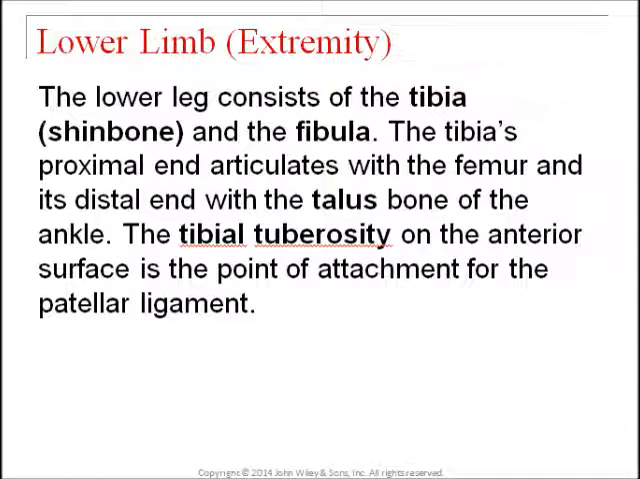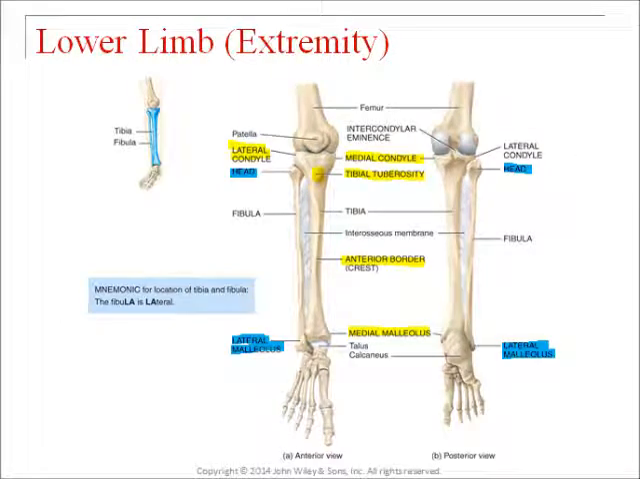Posteriorly, we also have an intercondylar fossa between the medial and lateral condyle of the femur. Inferior to the knee joint, we have the leg, which is made up of the tibia and fibula.